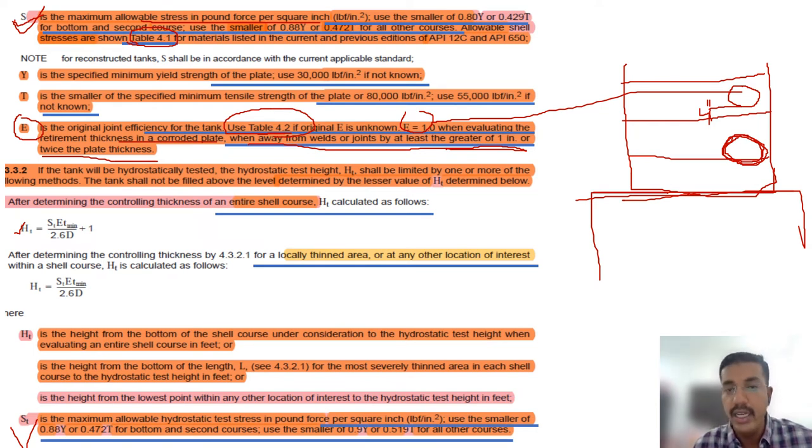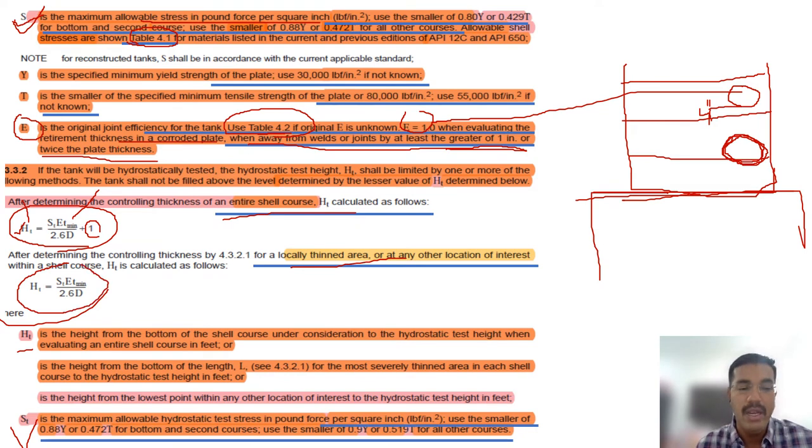Is it clear? Similarly, the hydro test height, HT, the height from the bottom of the shell course. How will we do that? By just rearranging the equation. In the previous equation we were finding T minimum, now we are finding HT. If it is for the entire shell course, it is plus 1. If it is not for the entire shell course and it is a local thinned area, then there is no plus 1. So this formula, no need to remember; usually this formula comes in an open book question.